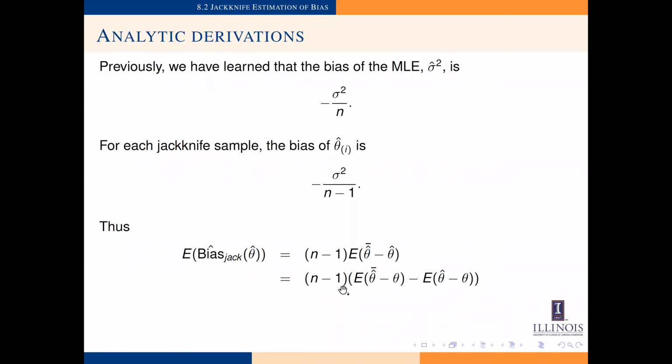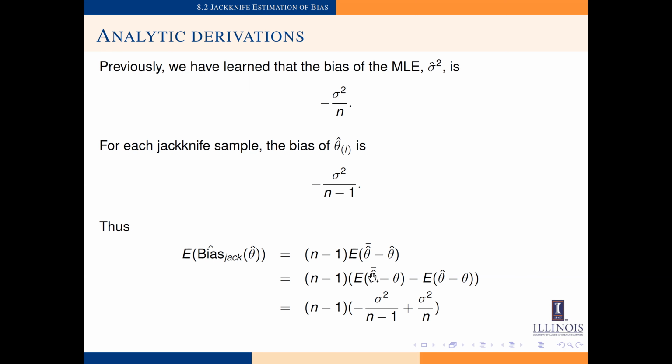And this is equal to n minus 1 times the expectation of theta hat bar minus theta, minus the expectation of theta hat minus theta. We are just adding the true theta, which is a constant, and subtracting it. So everything else remains the same. You should notice that here, the expectation of theta hat bar minus theta is the bias of theta hat bar for estimating theta. And similarly, the expectation of theta hat minus theta is essentially the bias for theta hat.